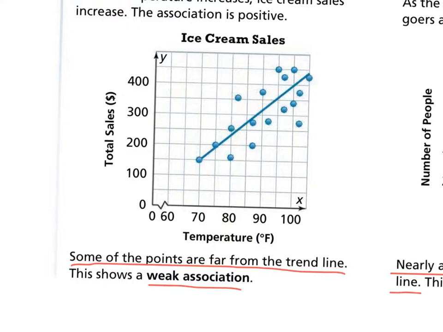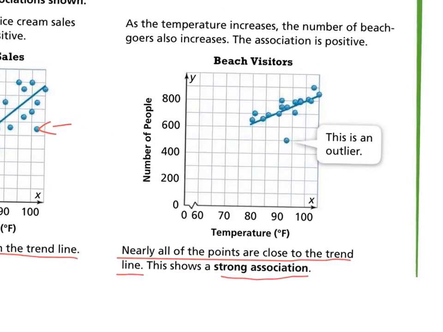Some points are further away from the line, like over here for example, maybe over here. And since these points are not really close to that line, we could call this a weak association. So we could call it a weak positive association. And that could be argued, that's kind of a judgment call, what close to the line or far from the line actually means. It's kind of a judgment call there.